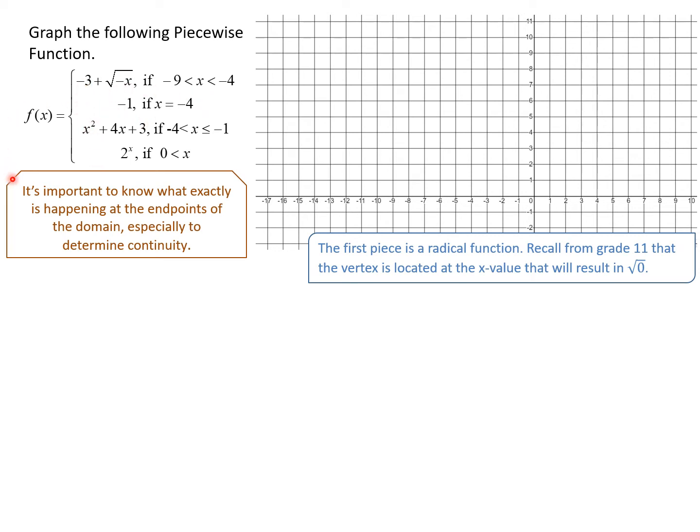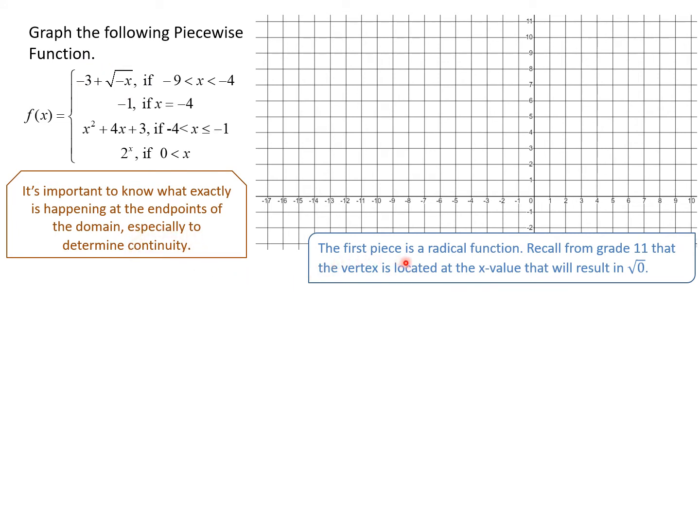So when we have a piecewise function, it's important to know what exactly is happening at the endpoints of the domain, because I'm only going to graph this function in between -9 and -4. So I need to know what's going on in between -9 and -4, and that's where this graph is going to go. And this will help me see if it's a continuous function or not.